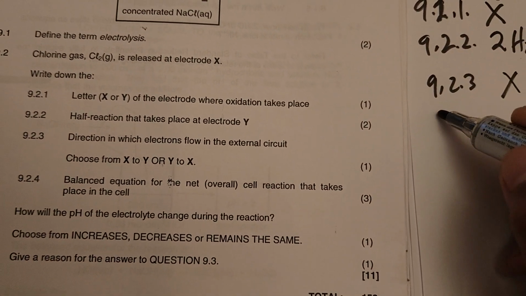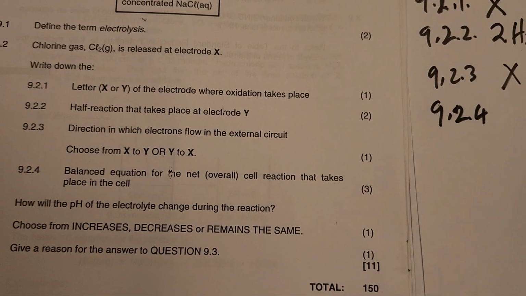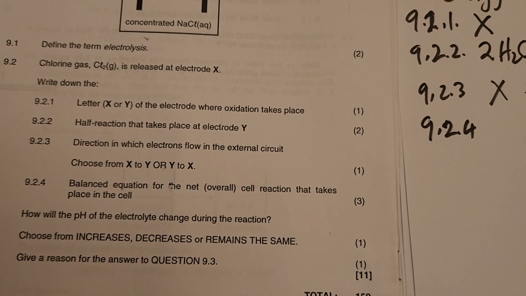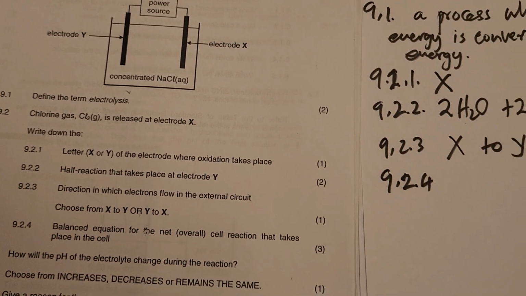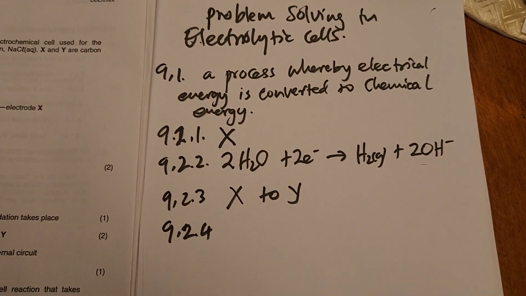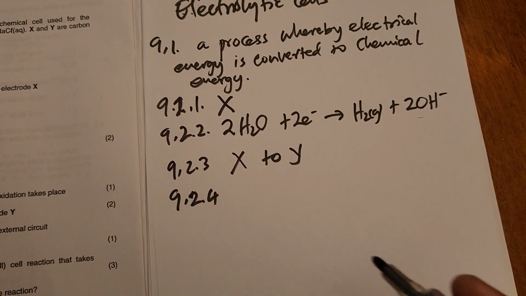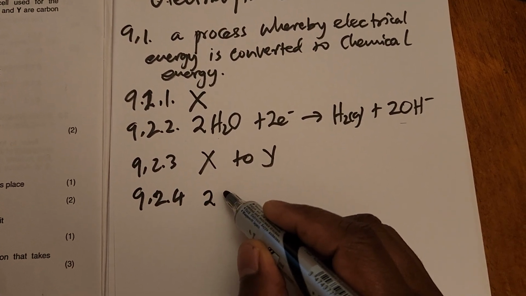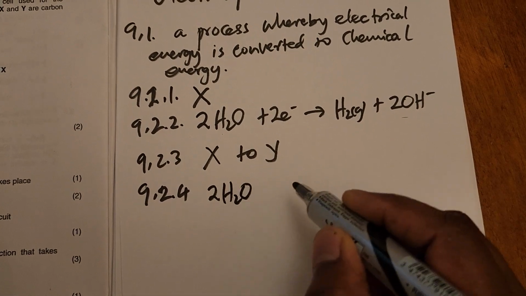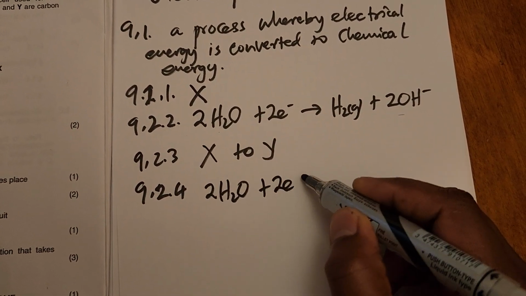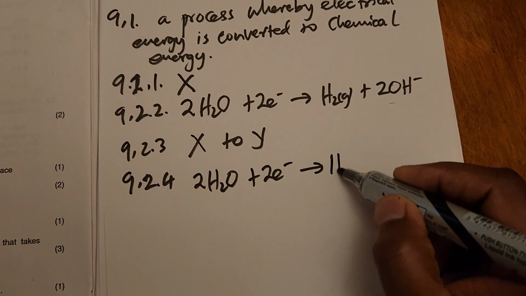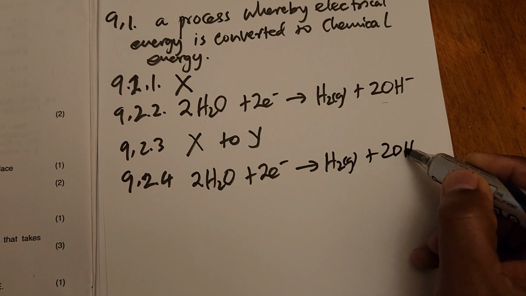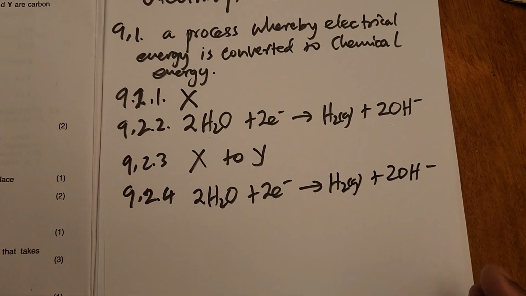The next question, which is 9.2.4, they say to us, write down the balanced equation for the net overall cell reaction that takes place in the cell. Remember, the net overall reaction will be formed from two half reactions. The reduction half reaction we already have, we can rewrite it. The one in 9.2.2 is the one that is taking place at the cathode. Then this will be the reaction: hydrogen gas, plus 2OH minus. That's the one that takes place at the cathode.